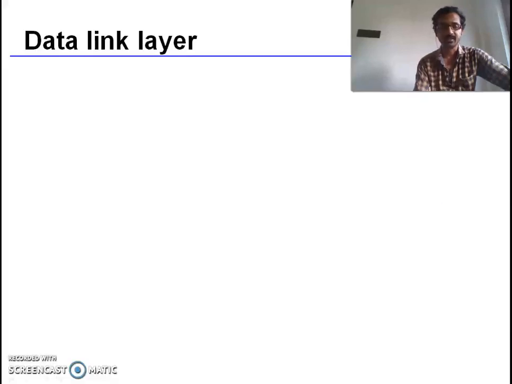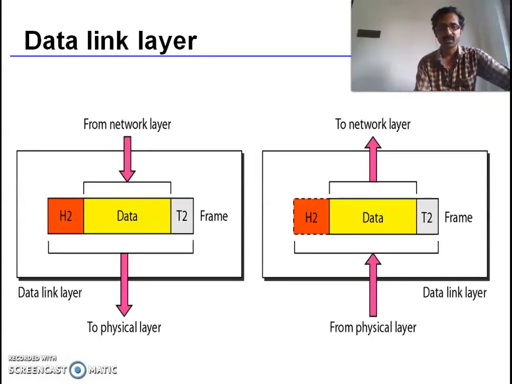And next one is the data link layer. This is the representation of the data link layer. This is the source side, this is the destination side. On the source side, the data link layer receives the data from the network layer, and sends the data to the physical layer. On the receiver side, the data link layer receives the data from the physical layer, and sends the data to the network layer.